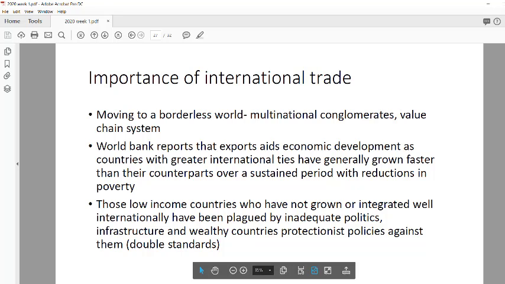So what is the importance of international trade? What are we moving to? As you see in the world, especially with the internet and the connectedness of the world, we're trying to move to a borderless world where we're not governed by one firm in this country and one firm in that country, competing with each other. We're trying to have more multinational conglomerates or value chain systems, meaning that 4 or 5 countries are working together to produce this good.